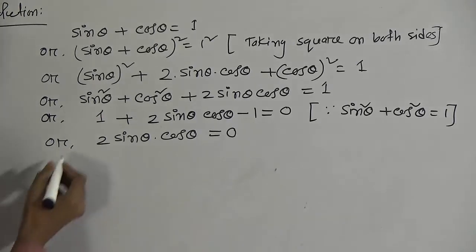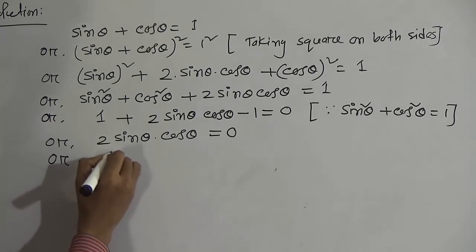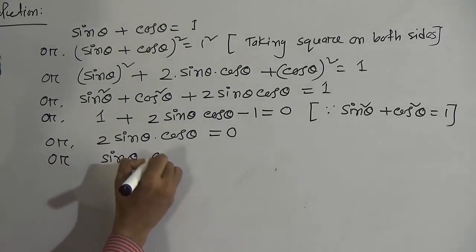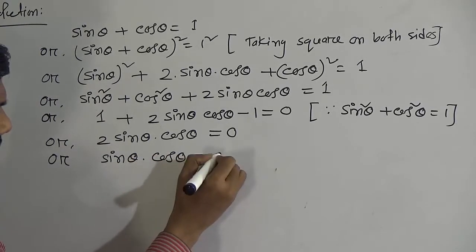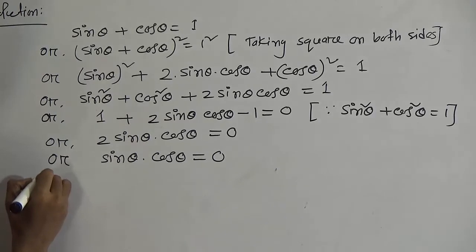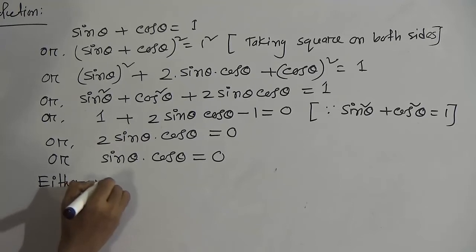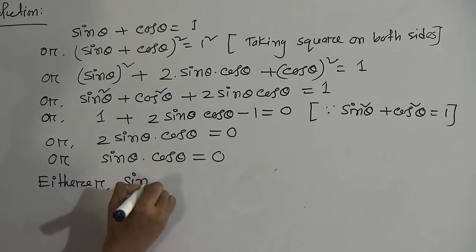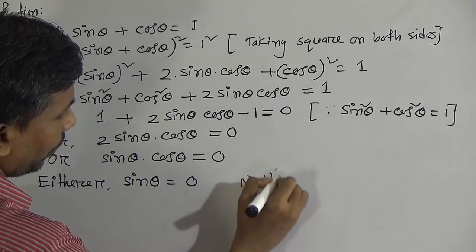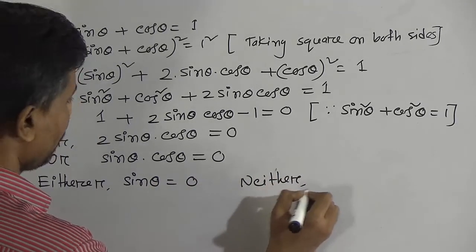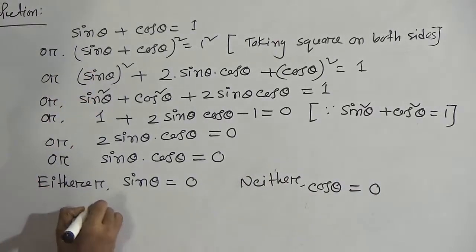Okay. If we divide both sides by 2, then we get sin theta into cos theta. If we divide 0 by 2, then we get what? 0. Now write either sin theta equal to 0 or cos theta equal to 0.